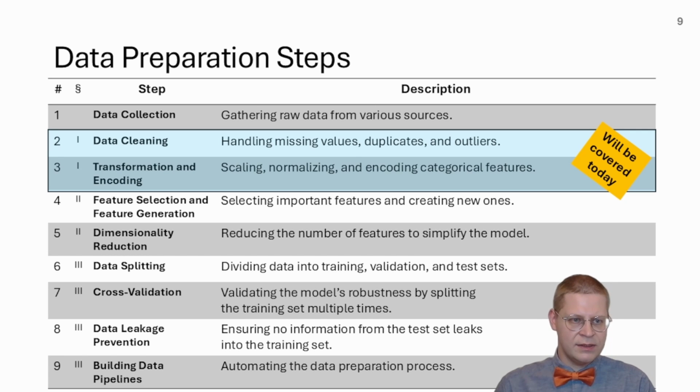As for the data preparation steps, we can break them down into this collection that you see on the screen. It's data collection, just gathering all necessary data from relevant sources. We won't cover this during the lecture. Data cleaning and data transformation and encoding will be covered during this lecture. As for feature selection, feature generation, dimensionality reduction, that's a topic for a separate lecture. The same goes for data splitting, cross-validation, data leakage prevention, and building data pipelines. We will cover them during the upcoming lectures after we take a look at some machine learning models in order to use the models in the pipelines.